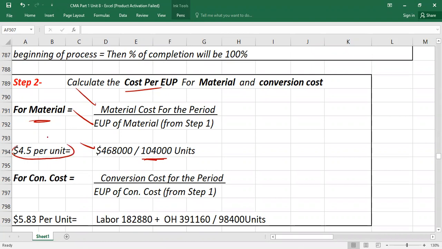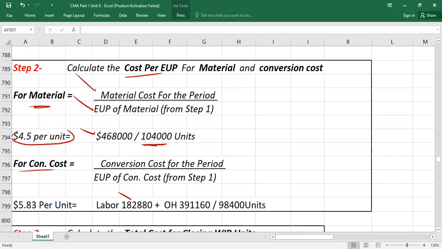4.5 per unit. Understood? Then what do we have for conversion cost? Conversion cost includes labor and overhead. I need labor cost and overhead cost for the current period. Labor cost is how much? 182,880, plus overhead cost is how much? 391,160. This will give you conversion cost divided by EUP. It is how much? 98,400 for conversion cost. You will get cost per unit.